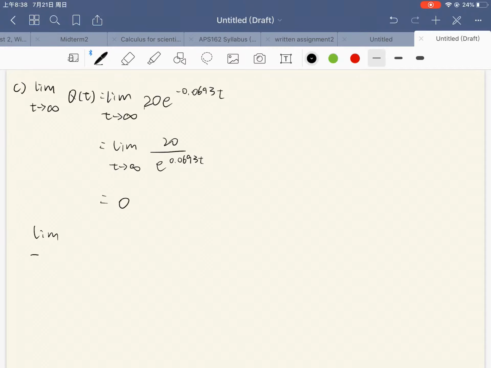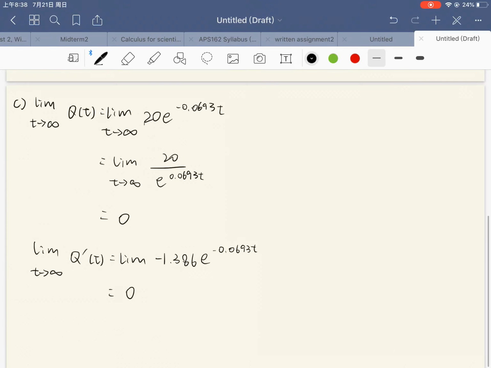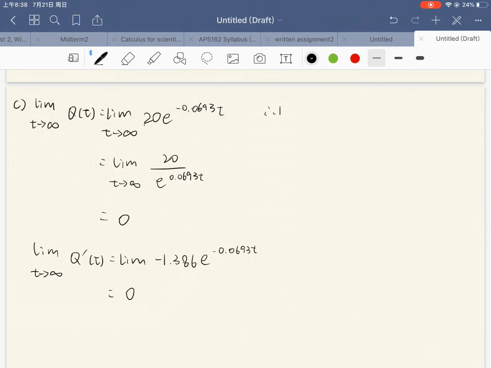Same for the derivative of Q of t, we have negative 1.386 over e to the power of 0.0693 t, and because t is approaching infinity, the denominator becomes infinitely large, which makes the whole fraction approach 0 again, so the answer is 0.